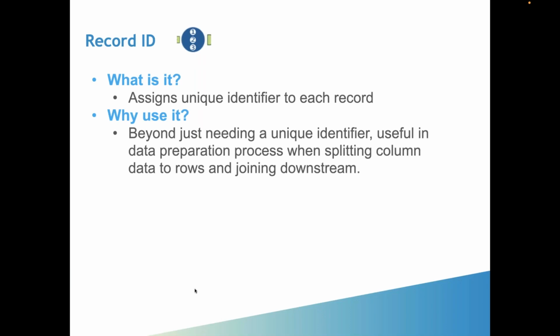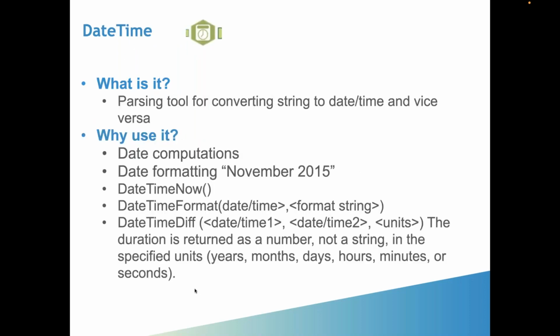So that you can identify, let's say you got the data and you don't have a common column between two tables. You can create a record ID, and based on that you can create a matching between two tables. Okay, then you have date time. If you are getting date values as strings and you want to convert them back to date time, or date time to string values, you can use the date time tool.